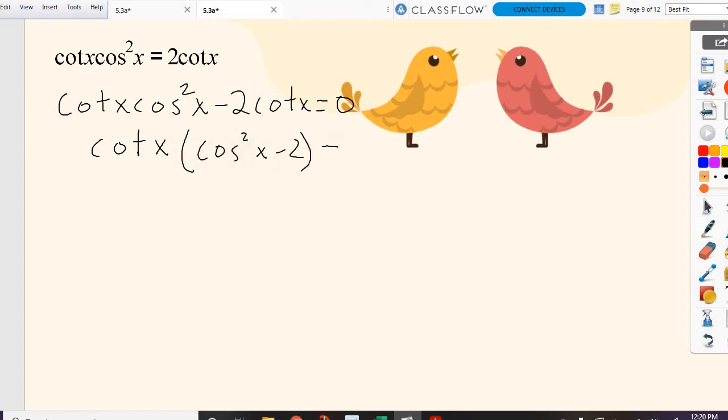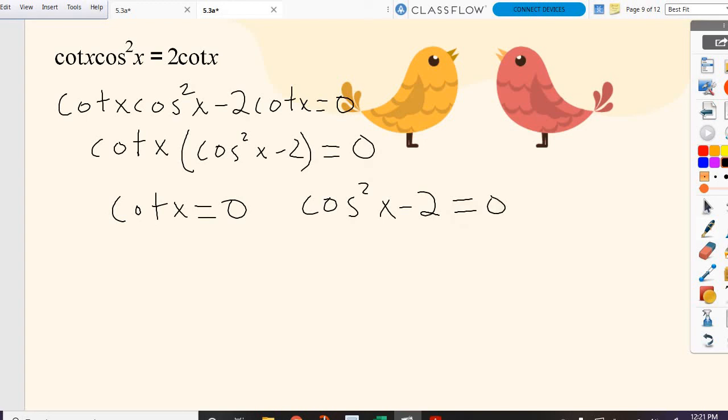Okay. Now think back to your quadratics. Once I have something factored, like with our quadratics, we set each of our factors equal to 0. Here, just because our factors happen to have trig functions, that doesn't change anything. I'm still going to set each of them equal to 0. It's kind of nice on our first one, our trig function's already isolated. So how would I isolate my cosine on my second one?